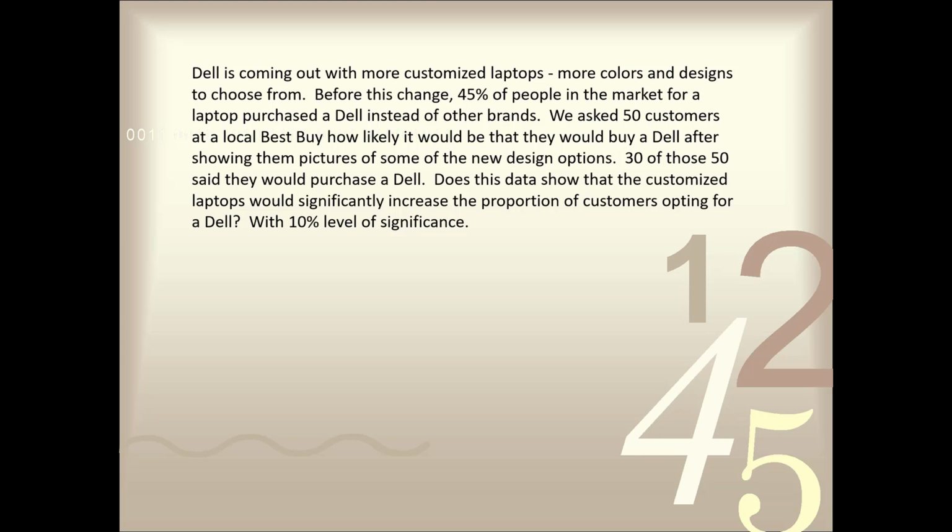So notice the 45% is what I'm trying to disprove. I'm trying to say it's more than 45% now, because that's what it was before the change, 45%. So if the colors and designs work, then I should be seeing a percent above 45%. So my alternate hypothesis is greater than 45%, which means my null is less than or equal to 45%. Now my new information is 30 out of 50.